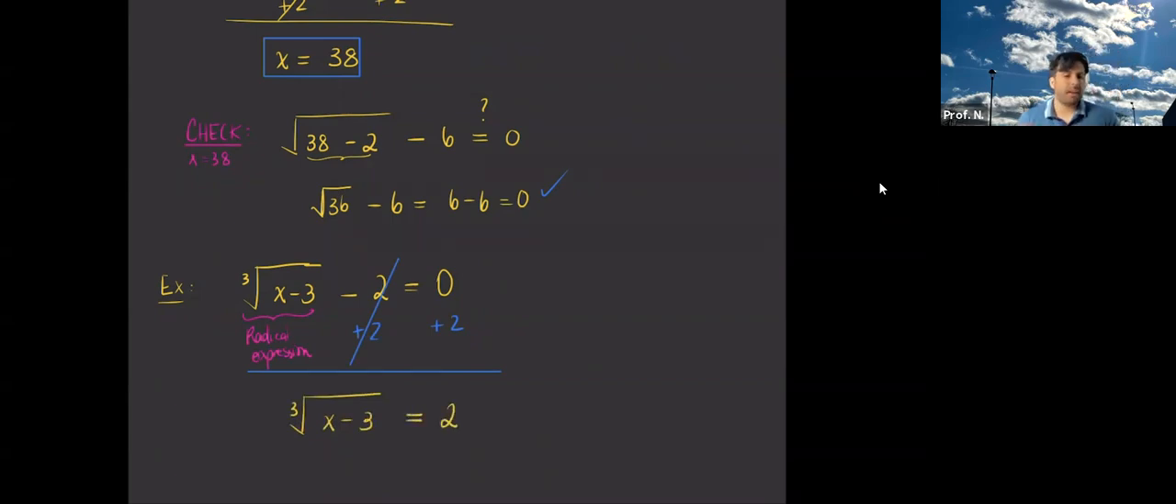But of course, I'm not going to want the radical any longer. So I need to exponentiate both sides of the equation by the appropriate exponent. But in this case, I can't square it because squaring the cube root won't get rid of the cube root. But what would get rid of the cube root instead? What should I raise the cube root to so that I can get rid of it?